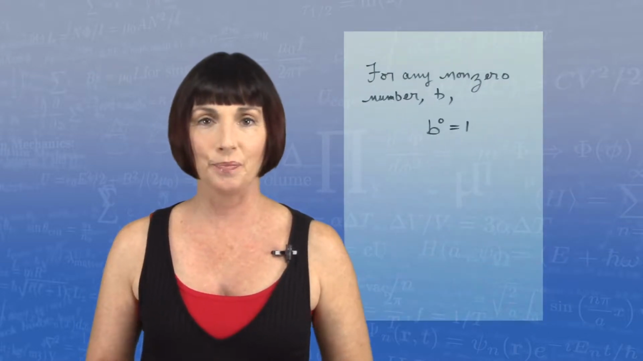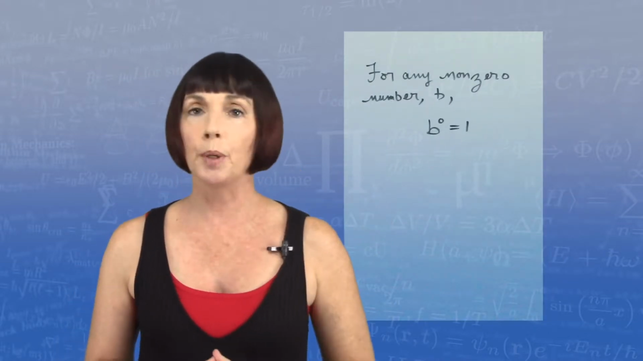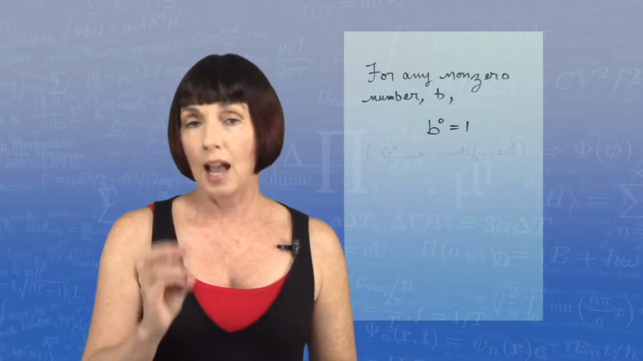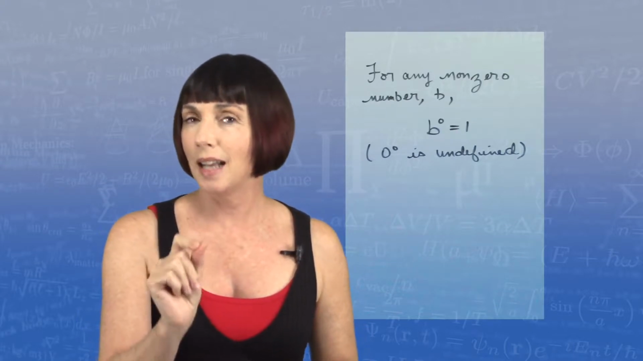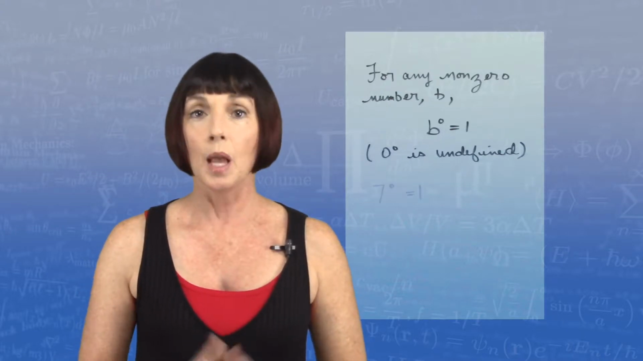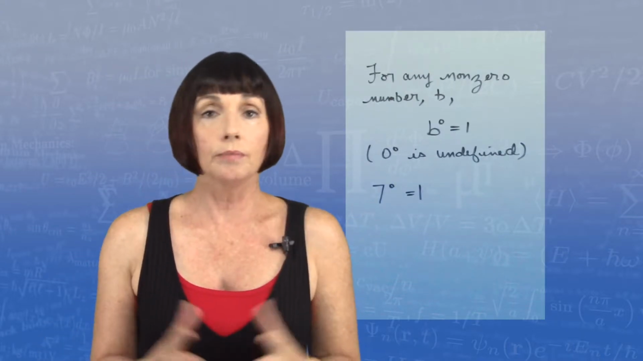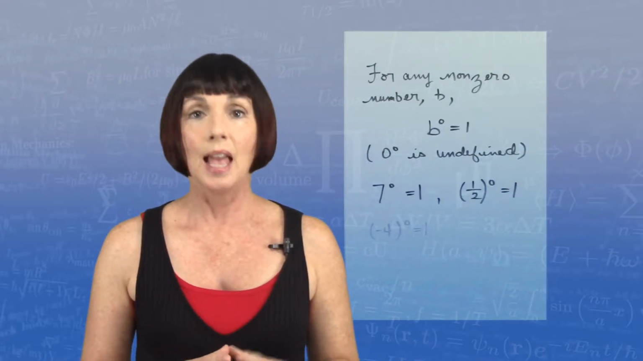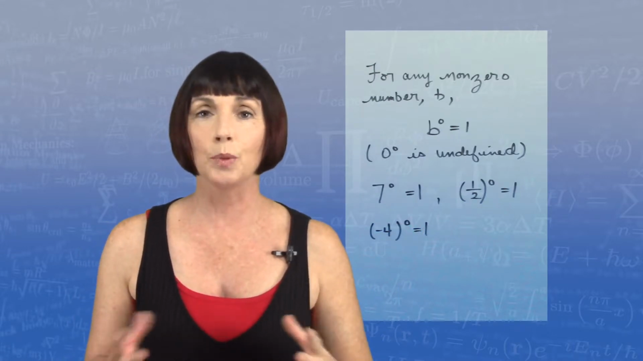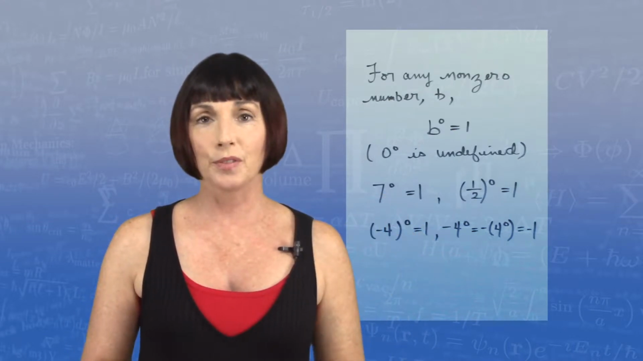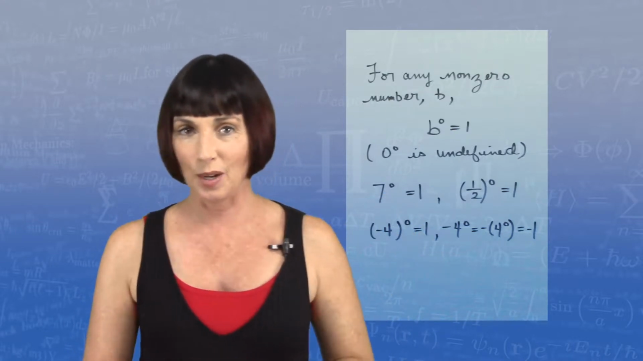Here's our first definition. For any non-zero number b, b raised to the power of 0 is equal to 1. Now, 0 raised to the power of 0 is undefined, so that's one little caveat here. That's why b has to be non-zero. But 7 raised to the power of 0 is equal to 1. 1/2 raised to the power of 0 is equal to 1. Negative 4 raised to the power of 0 is equal to 1. But, this is tricky, the negative of 4 raised to the power of 0 is equal to negative 1. So be a little bit careful on things like that.